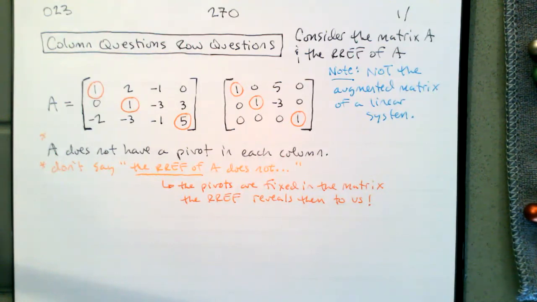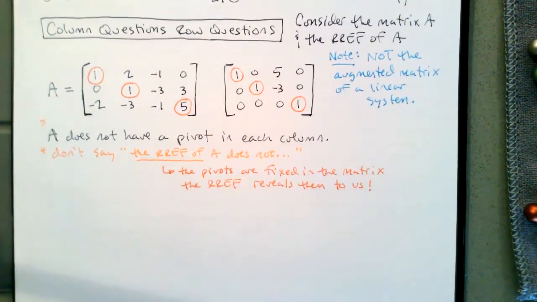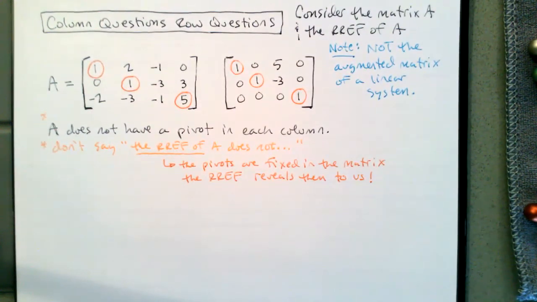So we observe that A does not have a pivot in each column. Here are the things that we can say about A. Linear independence is a column question. So we could say that the columns of A are linearly dependent.